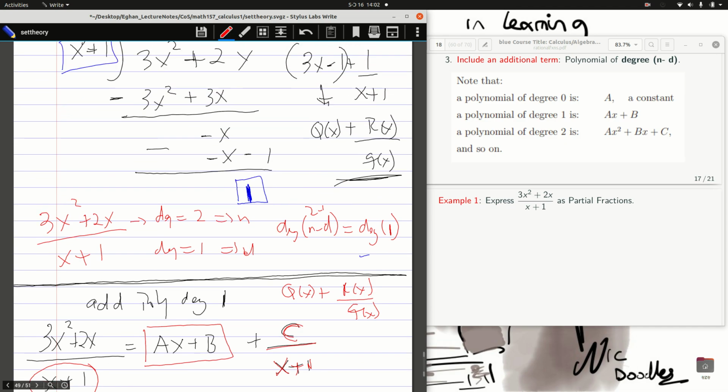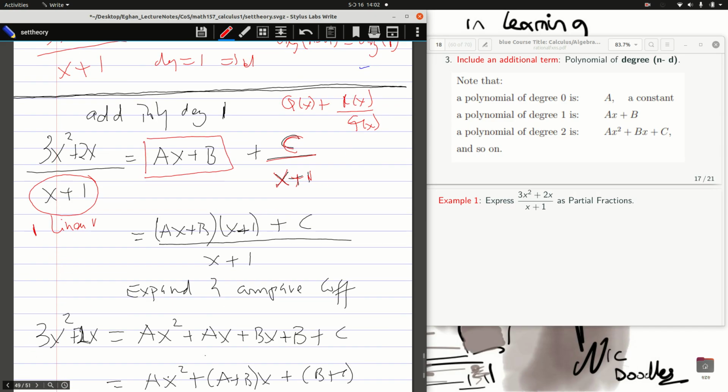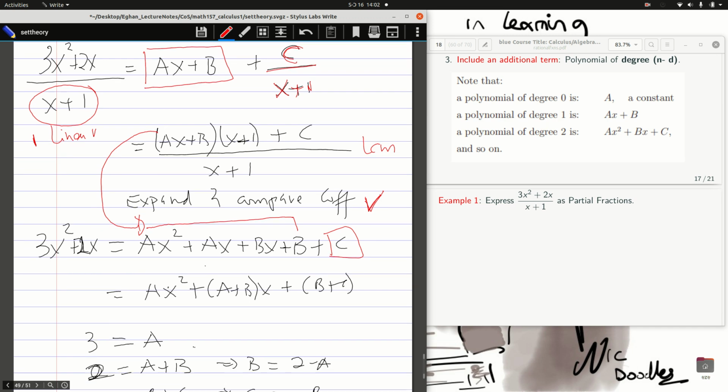You realize that in the first example we had 3x minus 1. This means your a is 3, b is negative 1, and c is 1. Let's see how we can get that. Again, I find the LCM here. You should be able to find the LCM by now, and then this is what I'm going to get. What do I do next? I expand and compare coefficients. If I expand this, I'm going to get the whole of this part, and then plus the c here. Take your time and do this expansion.